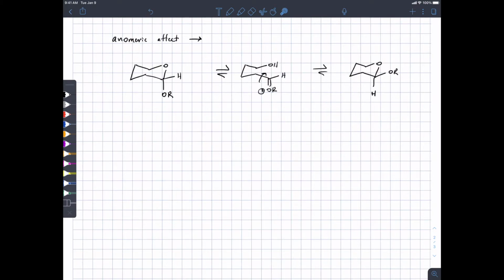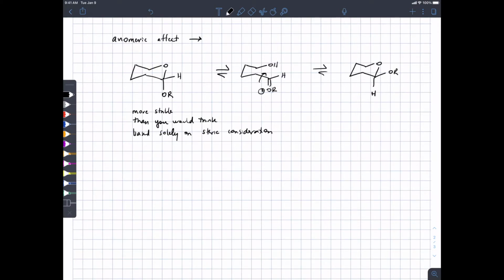It turns out that it's not as favorable as you might think. So I wish I had a number for this particular molecule. I don't. The axial configuration is not necessarily more stable than the equatorial configuration, but it's more stable than you would think based solely on steric considerations.